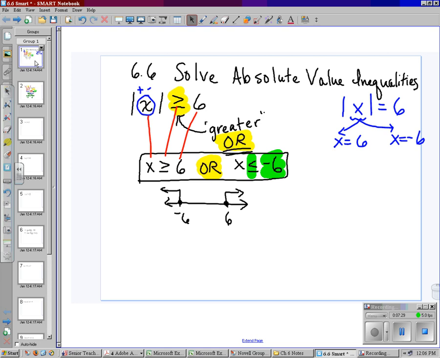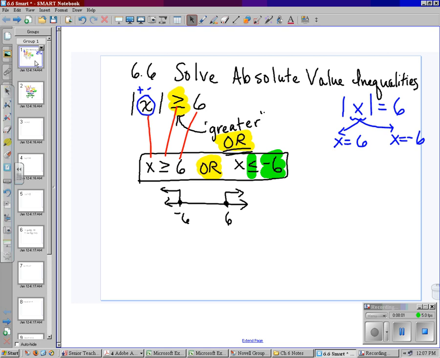I want any numbers that are greater than or equal to 6 or are less than or equal to negative 6. So give me a number, Angela, that's less than or equal to negative 6, please. Negative 7. Absolute value of negative 7? Is 7 greater than or equal to 6? Is that a true statement? Okay. Give me a number that's bigger than 6. Okay. Absolute value of positive 7? It's greater than or equal to 6. Makes it a true statement out here.